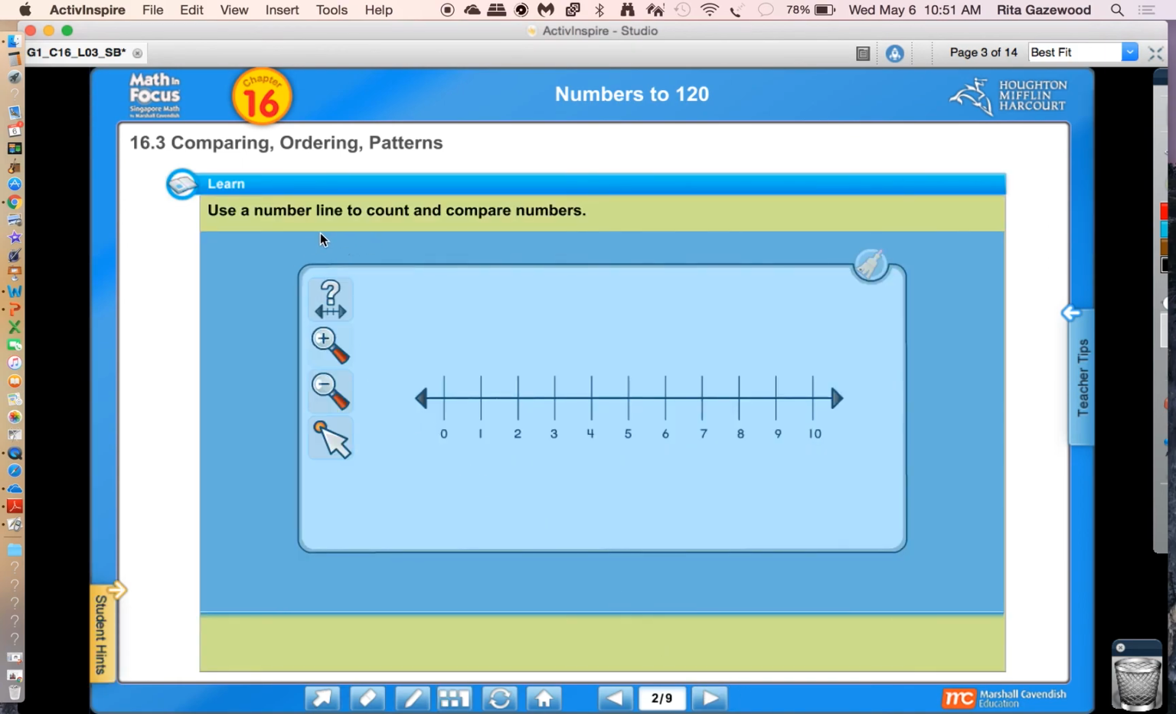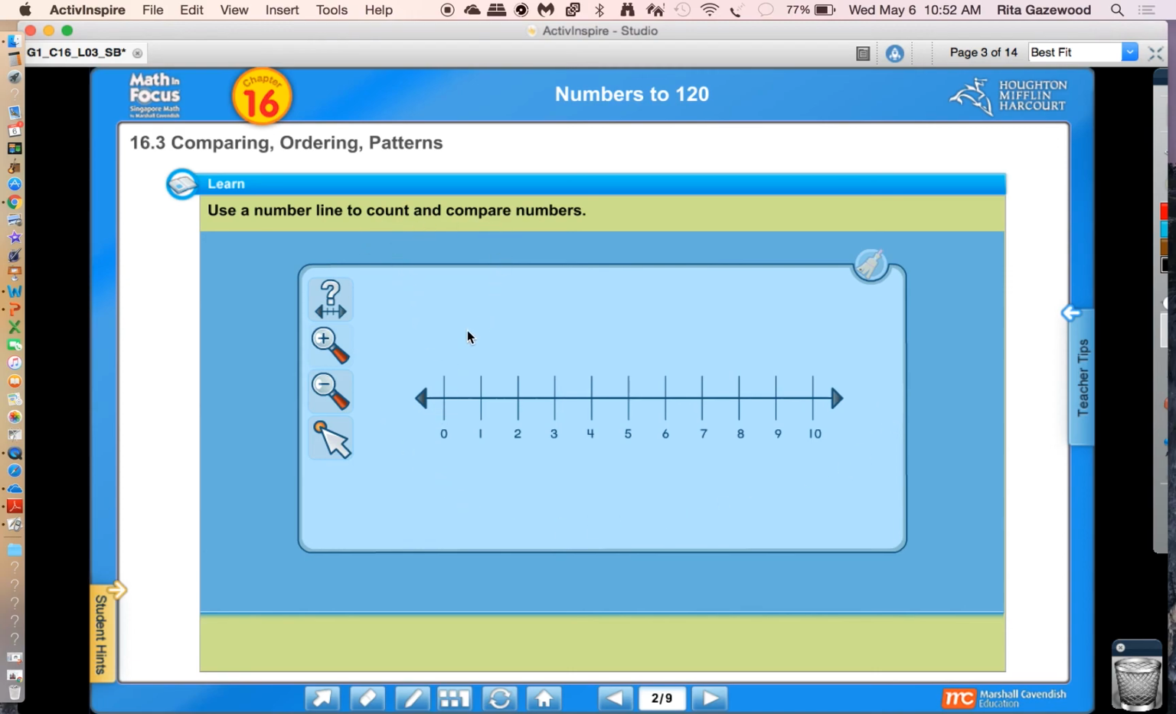In this activity, we're going to use a number line to count and compare numbers. So when we use a number line to count, you can either count forwards or count backwards. So an example would be counting from 0 to 10. 1, 2, 3, 4, 5, 6, 7, 8, 9, 10. Or you could count backwards. 10, 9, 8, 7, 6, 5, 4, 3, 2, 1, 0. So when we use a number line, we can count with ones. We can have number lines that count by fives or by tens or pretty much by any number. But in this one, we're just counting by ones.